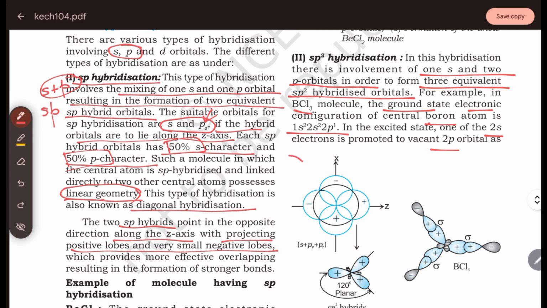So we can say that this is one lobe of an sp hybridized orbital on account of the intermixing of one s and one p. After intermixing of the orbitals, the shape of the lobe gets distorted, and this is what you are getting. Like this, two lobes will be obtained. The other one is this. So you can see it is a linear geometry having a bond angle of 180 degrees in the sp hybrid orbital.